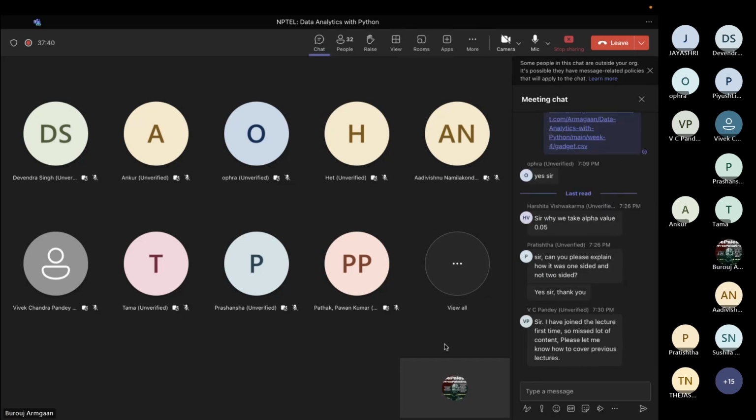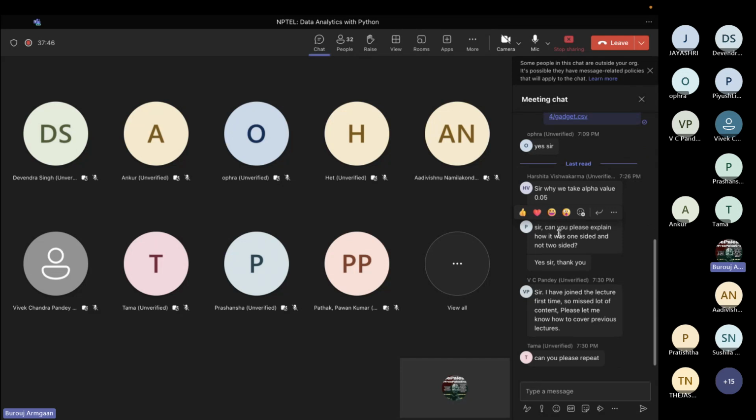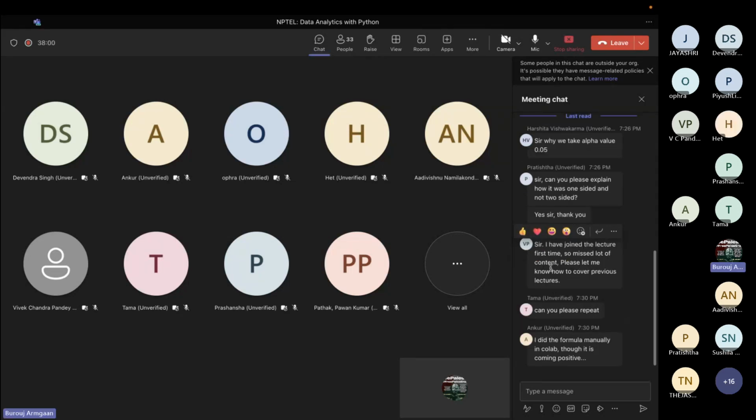So Harshita, you're asking why did we take an alpha value of this? I mean, it was just for this toy example, I picked it at random. It wasn't anything I decided. Yeah, I'll repeat it in a second.